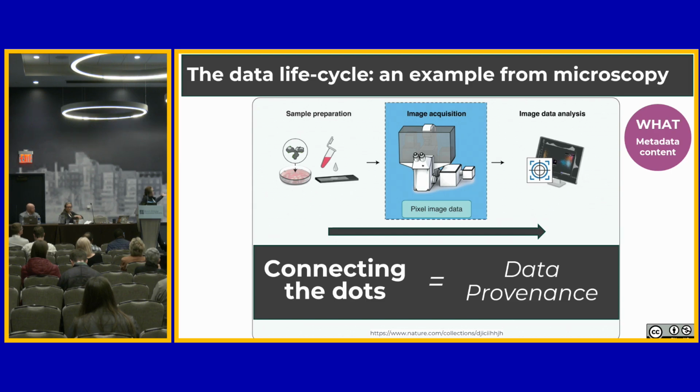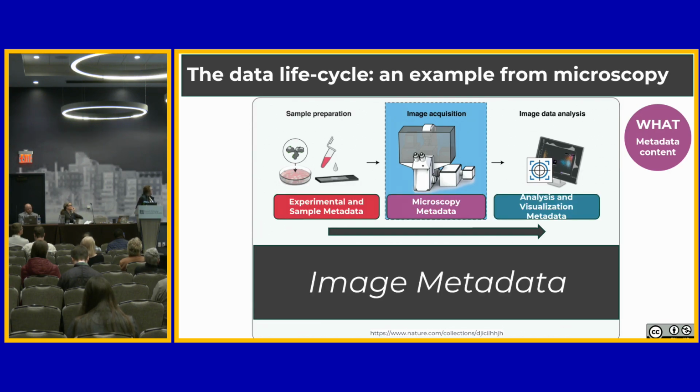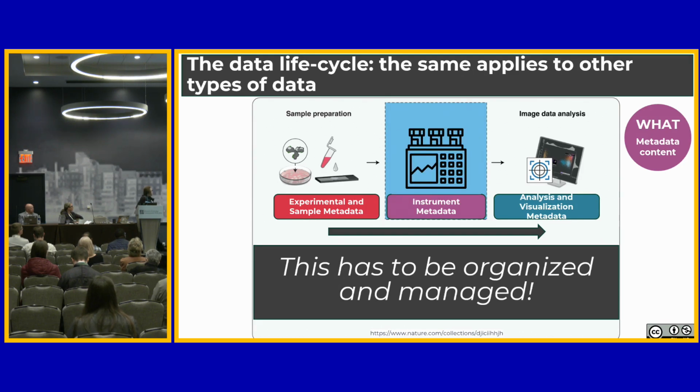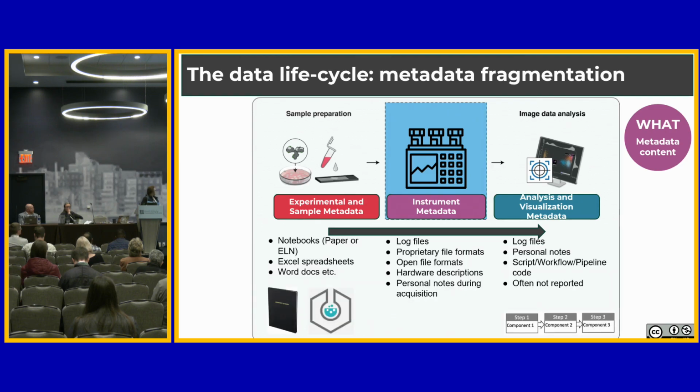And we have to keep track of all this information. All of this information collectively can be called image metadata, and it has three categories that pertain to the three phases. But this applies to everything else. There is experimental and sample metadata, instrument metadata, and analysis and visualization metadata. Pretty much every kind of data production process has these phases.